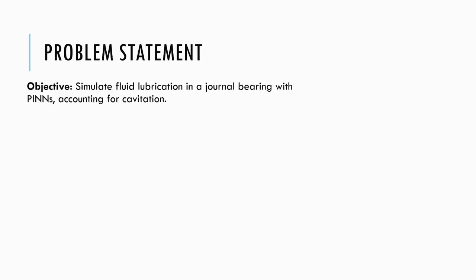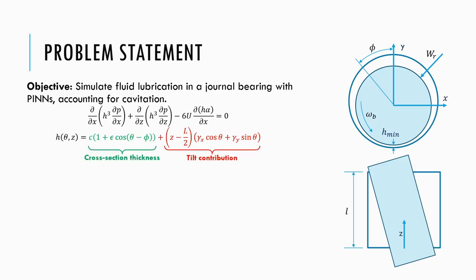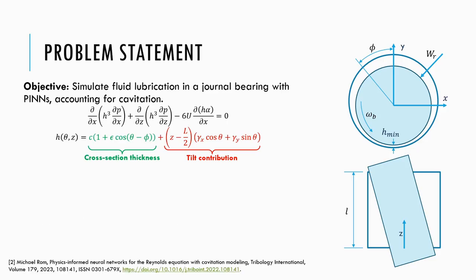The problem statement is to simulate fluid lubrication in a journal bearing while accounting for phase change because of cavitation. The geometry is shown on the right and the governing equation is shown here. This includes a forcing term H depending on the geometry, theta, gamma, and involves two terms. Some challenges of this problem are its high nonlinearity, hard physical constraints, as well as a large input domain.